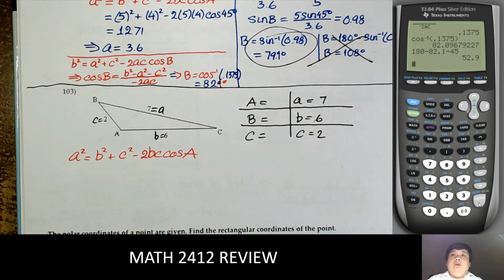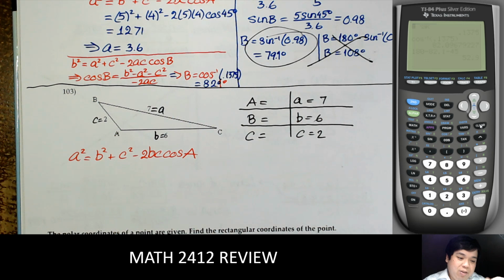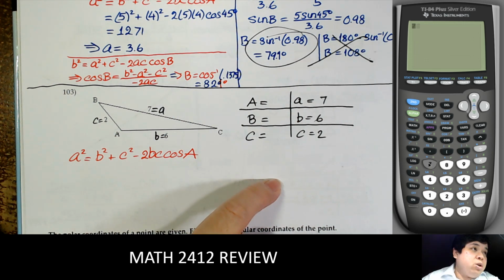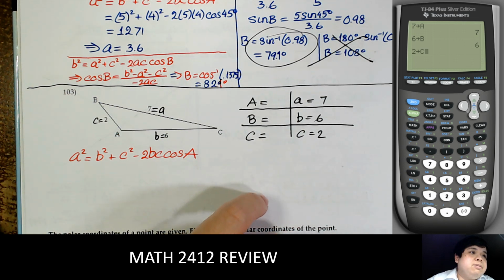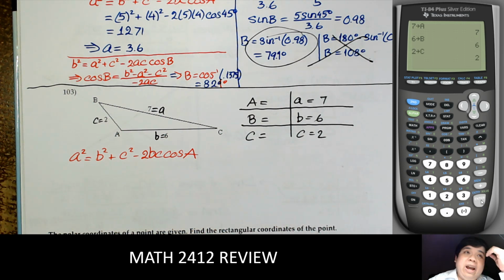Now, I'm going to use the law of cosines a few times here, so it'll be useful if we store all the values here, just like the last one. I store 7 into A, 6 into B, and 2 into C, because we might need to use this again.